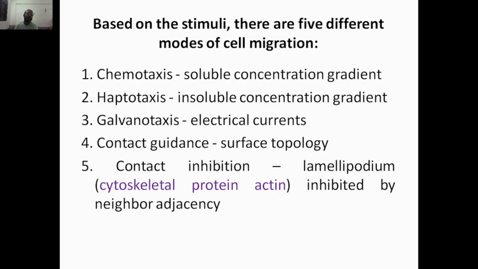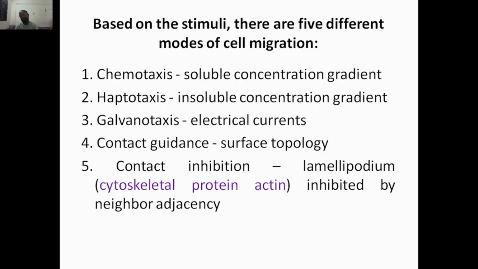For chemotaxis, we have a soluble concentration gradient. If there is a change in the soluble concentration gradient, this stimulus causes cell migration. Then we have haptotaxis, which is for an insoluble concentration gradient. Please mark these differences: chemotaxis for soluble concentration gradient, haptotaxis for insoluble concentration gradient. Do not get confused. Next, galvanotaxis: the cell migration occurs based on electric currents.